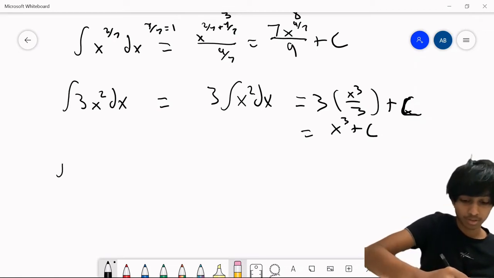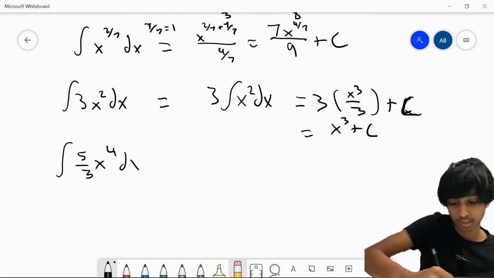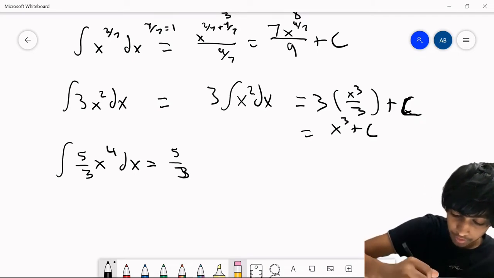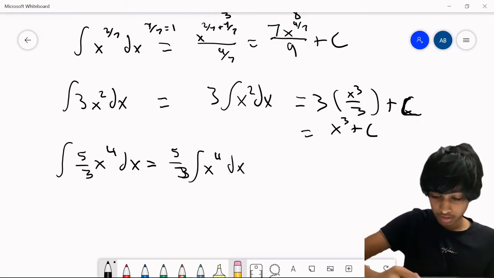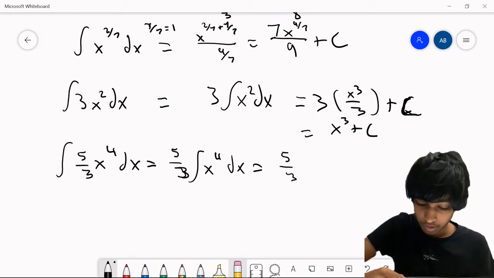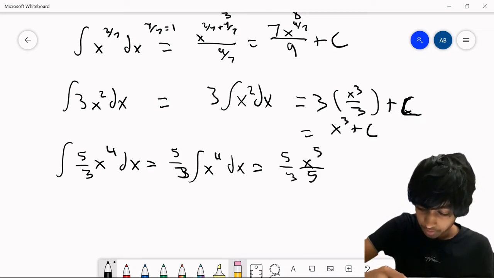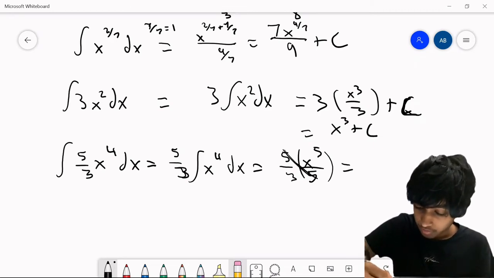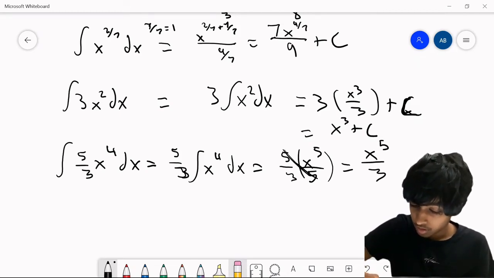Let's do another example. Let's have the integral of 5 over 3 times x to the power 4 dx. Well, let's do the same thing. Let's take the constant out, which would be 5 over 3. And we have the integral of x to the power 4 dx. Now let's use the power rule. So 5 over 3 multiplied by x to the 5th divided by 5. So the 5 in the numerator and denominator would cancel out. So we'd have x to the 5th divided by 3 plus c.